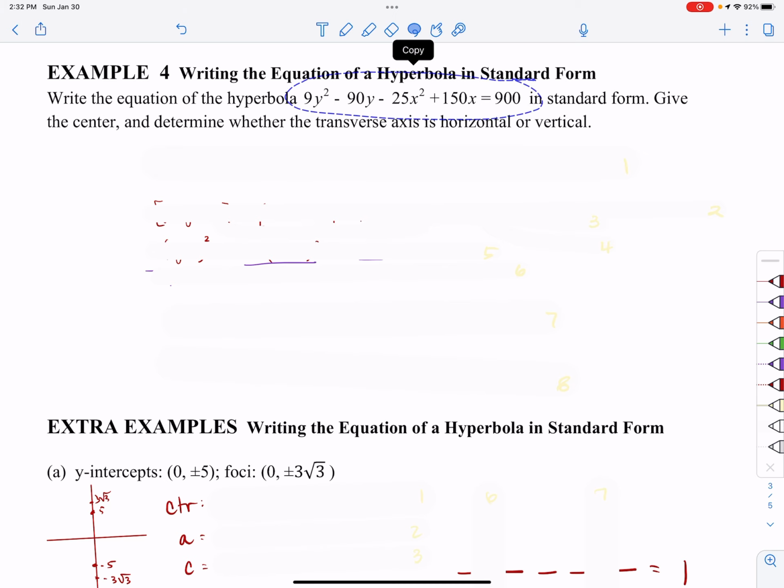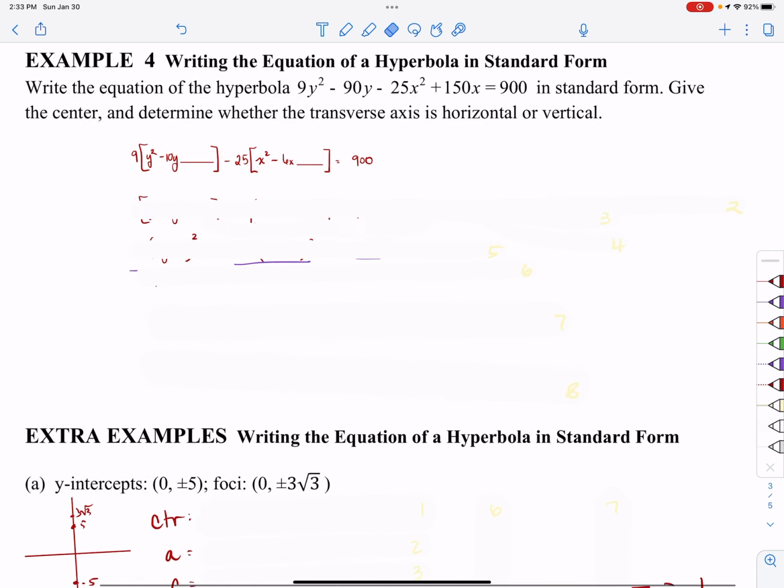It's a little ugly. So what we're going to do is factor the leading coefficient out of the y's, factor the leading coefficient out of the x's, and then we'll complete the square. So the first thing that we'll do is just simply factor our 9 and our negative 25 out of the y's and out of the x's.